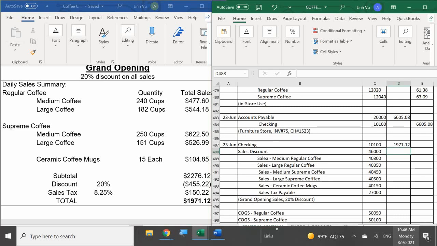Is it 394.2? For the discount? Yeah, for the sales discount. Sales discount 20% is $455.22. I don't know where you got that three. I took 20% of 1971. Oh, okay, yeah, no. In this case, you can't discount tax, so it's gonna be based on the 2276.12, which is the 455.22.